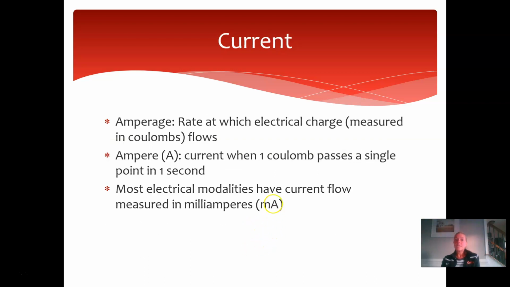All right, current. Current is measured in amperage, and that's the rate at which electrical current flows. An amp, or ampere, is the current when 1 coulomb passes a single point in 1 second. The modalities that we're going to be using have a current flow measured in milliamps, or milliamperes, so you're going to see the abbreviation mA. Again, this will come more into play with iontophoresis than the types we're talking about right now, but just tuck this away. Current is measured in amps, and most of the machines that we will use will be using milliamps.